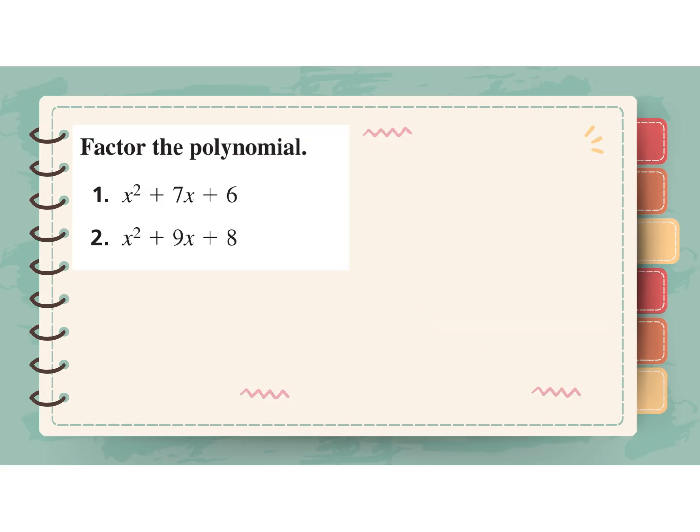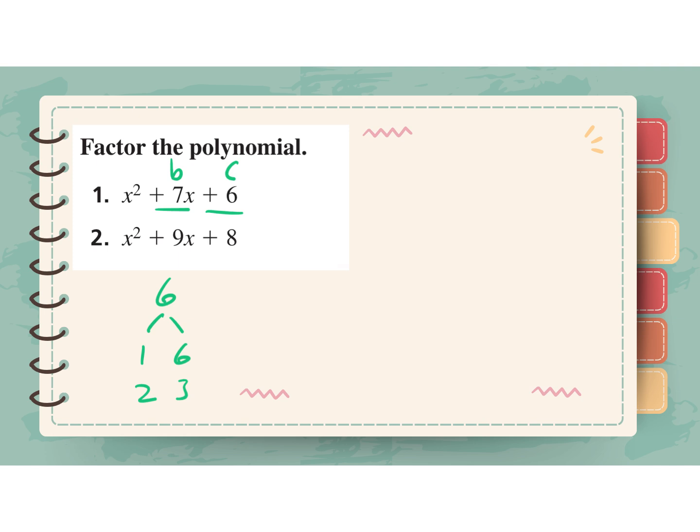All right, let's do the same thing with these two examples. Hopefully you guys can kind of see the pattern as I go through these. So for number 1, I want to find two numbers that multiply to c, our last term, and add to b, our middle term. So in factors of 6, I have a 1 and a 6, I have a 2 and a 3. These are my factors of 6.